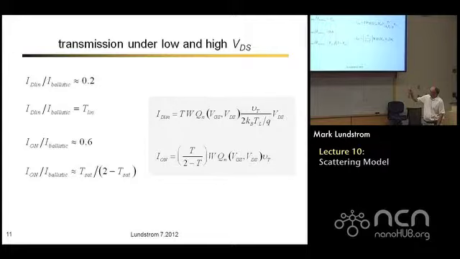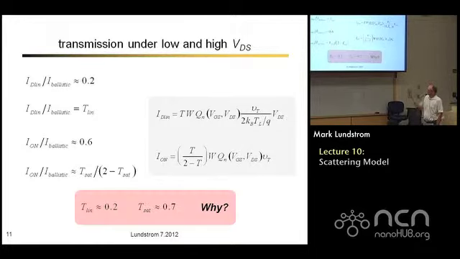Now, under the on current conditions, the ratio of the measured on current to the computed ballistic on current is not T, it's T over 2 minus T. And now, I've separated that these T's aren't necessarily the same under low bias and high bias. So we want to talk about that. In fact, if you just calculate these, you find T linear is 0.2. So in this particular device, about 20%.